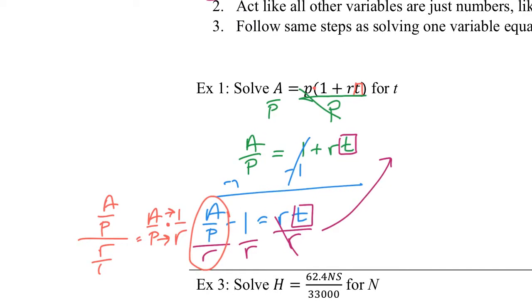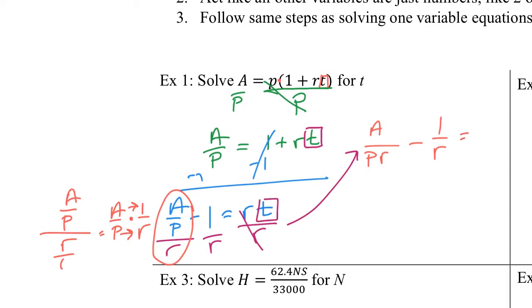So what that really simplifies out to is a over pr. Now, the 1 over r is fine the way it is. Then, all that's equal to t. So I have isolated a different variable. These are the exact same equations, just one is manipulated to look a little different.